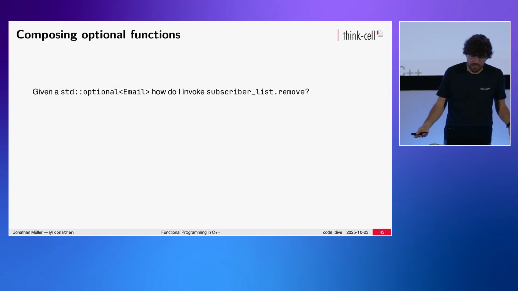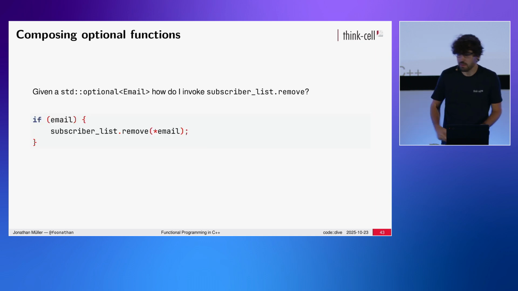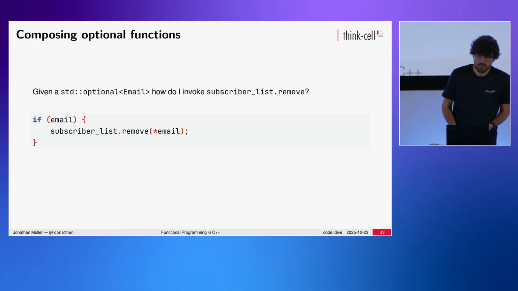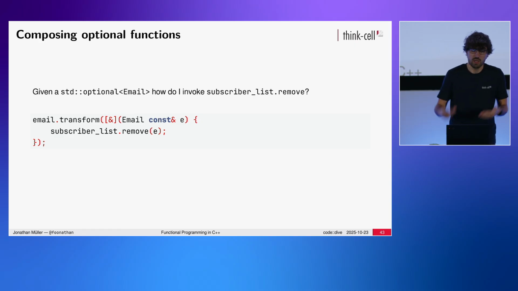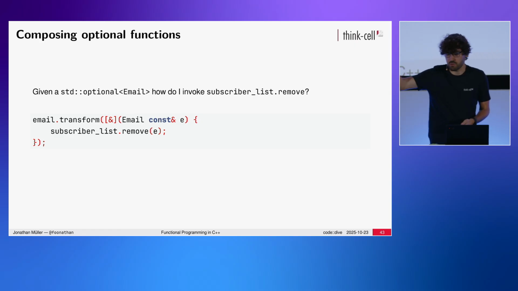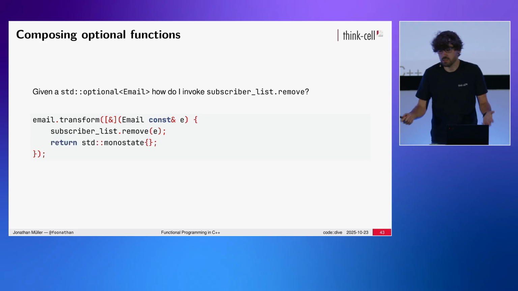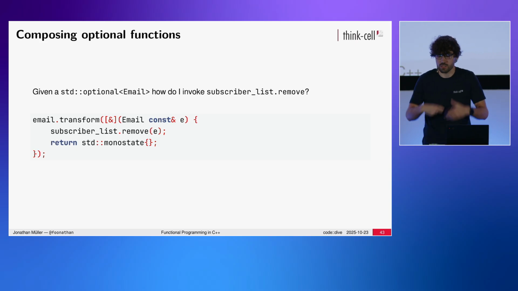Now we have our optional email. And we want to conditionally invoke subscriber list remove. Kind of like this, right? But we can also avoid the if by using another transform. We want to conditionally invoke subscriber list remove by giving it a transform that has a side effect of removing from the subscription list. Unfortunately, this one doesn't compile because the result would be an optional void, and optional void doesn't exist, so we return monostate. And monostate is sort of like void, but it's not void, so we can just return it from the function and have it in an optional.